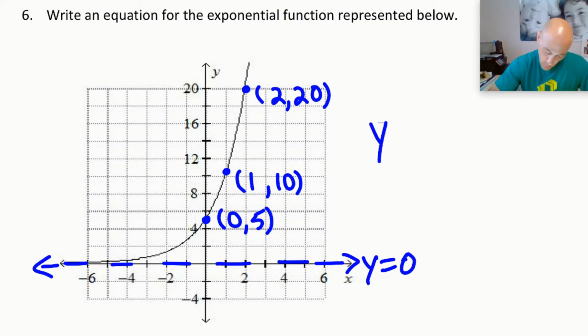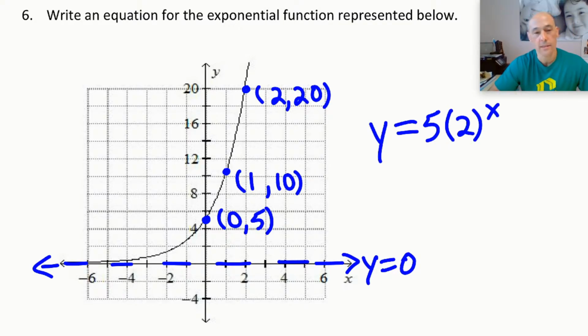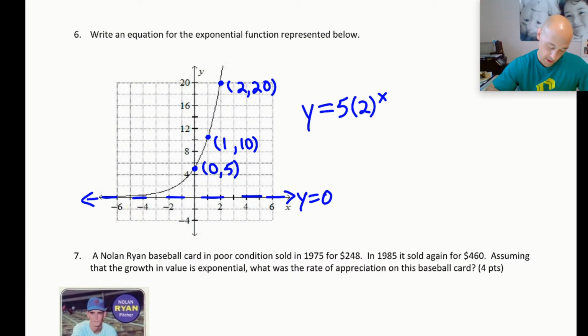So here we have y is equal to, well, we have the initial value of 5. And we can say that that initial value is the y-intercept here because our k, our asymptote, is at y equals 0. Our k is 0. Our multiplier here, we can see, is 2. We're multiplying by 2. And so it's y equals 5 times 2 to the x. And that is problem number 6.